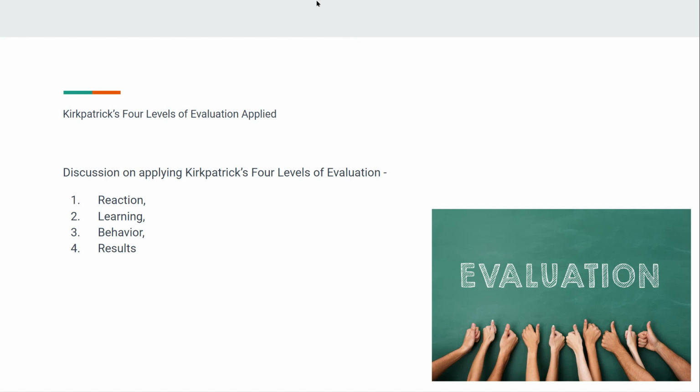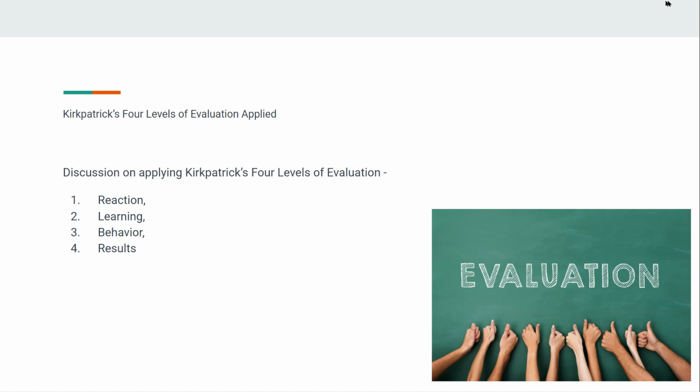Now, there exists Kirkpatrick's 4 levels of evaluation, which we can implement in our training. The plan incorporates the 4 levels of evaluation. At the reaction level, where everybody can play, we can gather immediate feedback from participants to assess their initial impressions of the training. For the learning level, we'll evaluate the increase in knowledge and skills post-training through assessments and quizzes. The behavior level involves observing changes in staff behavior and practices in real-world settings, a crucial indicator of the training's impact.